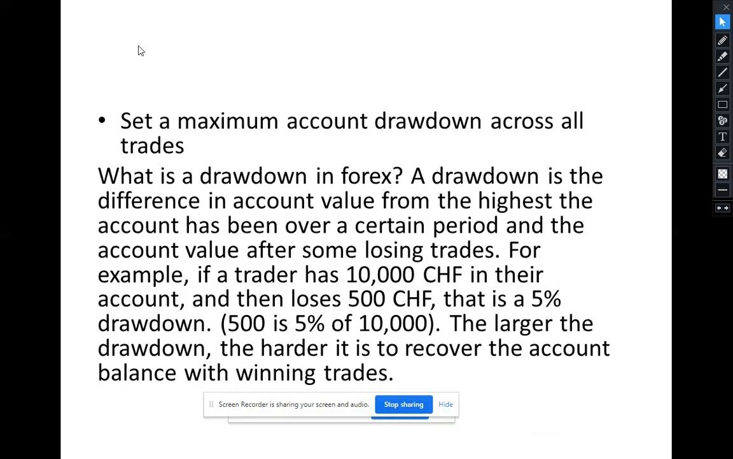Then also set the maximum account drawdown. If I win $10, that means I have a 1% gain. If I lose $20, I'm losing 2%. So at the end of the day, you now know what you lose and what you gain. Maybe you lose a lot, so knowing your drawdown can help you recover it.